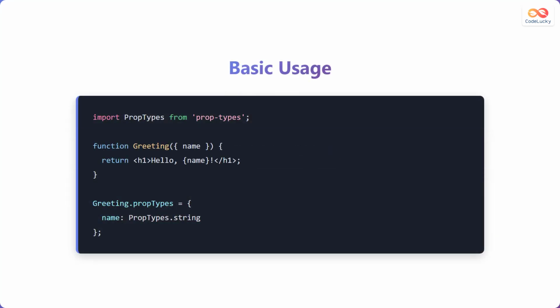Here's how you can use PropTypes in a React component. First, import PropTypes from the PropTypes package. Then define a functional component, such as a greeting component that accepts a name prop. Finally, assign the PropTypes property to your component, specifying the expected type for each prop. In this example, we're indicating that the name prop should be a string.